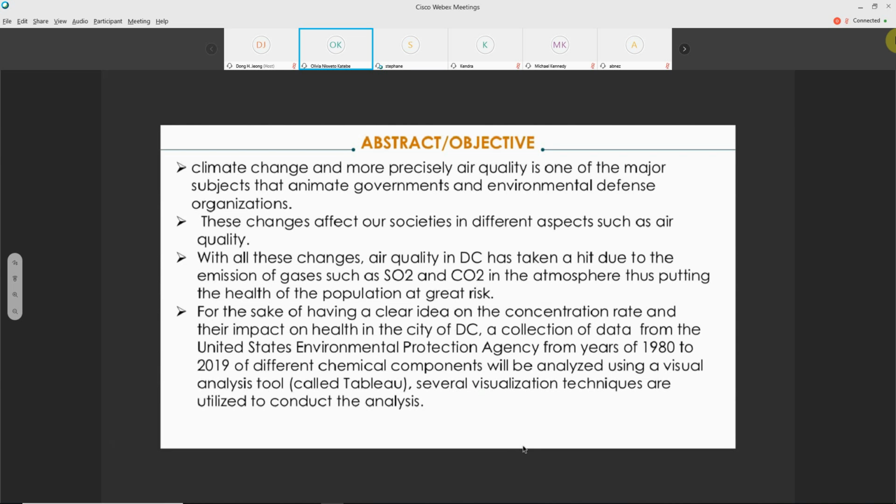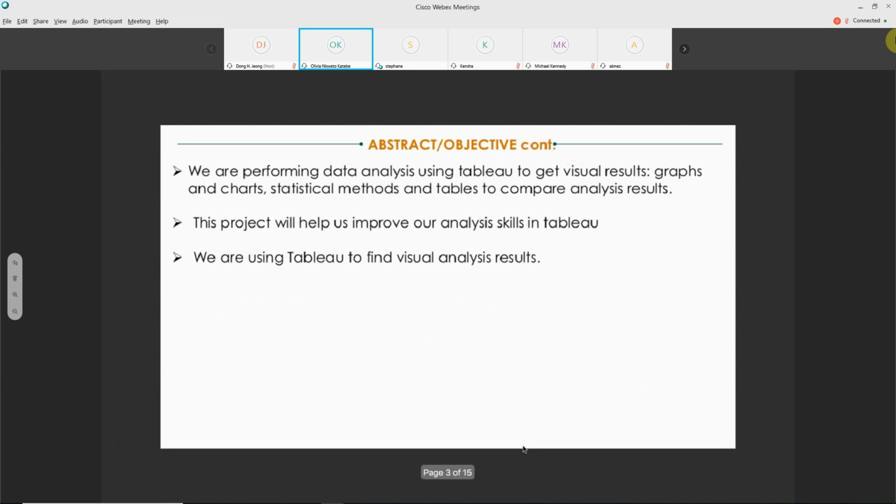And so the reason why we wanted to work on air quality analysis was for us to be able to perform data analysis using Tableau and to get visual aids such as graphs to compare the results that we would obtain. And so this project has really helped us improve our analysis skills, as well as learn how to manipulate data using Tableau.